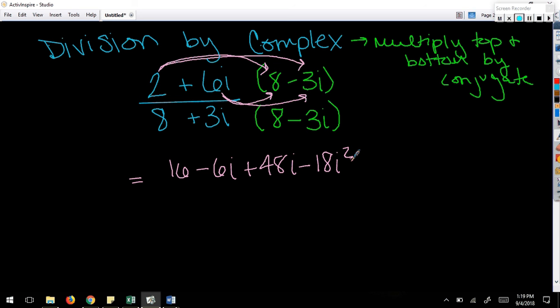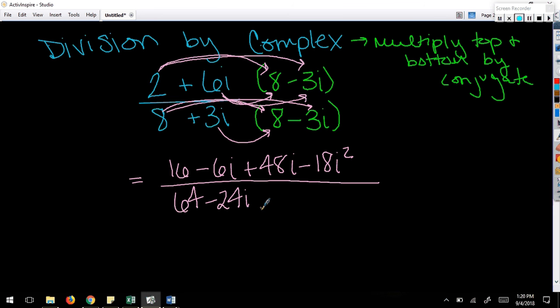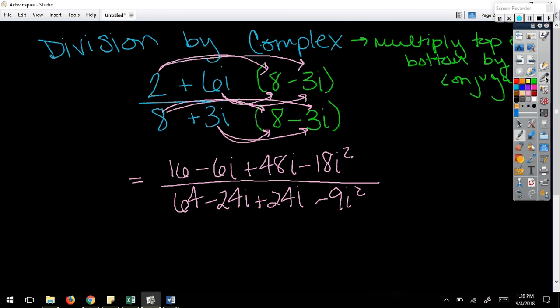All right, look at the bottom. 8 times 8 is 64. 8 times negative 3i is negative 24i. Then 3i times 8 is plus 24i. Do you see the magic happening in the bottom? Minus 9i squared. So several of you have said the i squared, the i squared. Yes, we're going to change it.